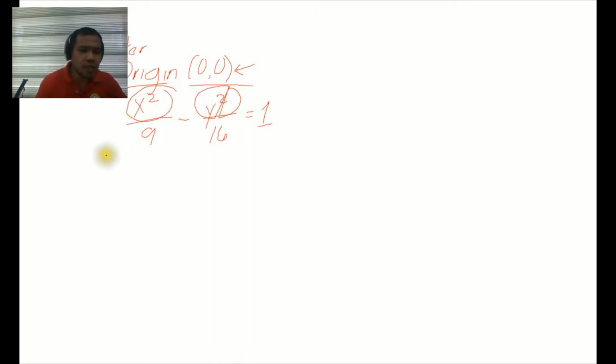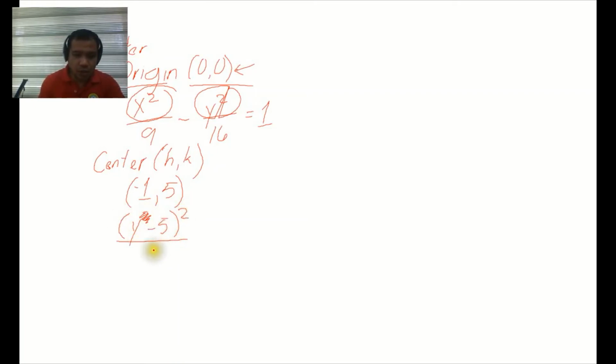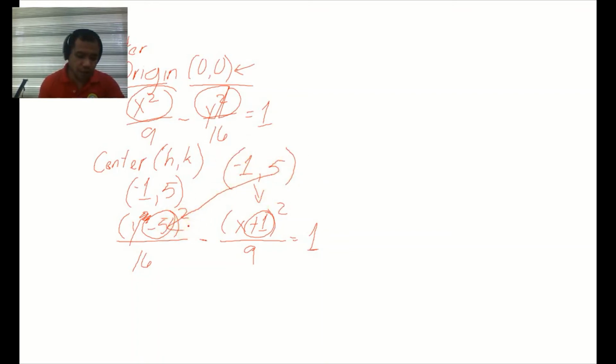Paano natin malalaman kung yung center is nasa ibang location? So, center is (h, k). First, identified ba na nasa ibang location siya aside sa 0? So, for example, negative 1 or 5, sinabing nandun yung center. Or maybe, ang equation natin is y minus 5 raised to 2 all over 16 minus x plus 1 squared all over 9 equals 1. At this point, alam natin na yung value ng h at k is negative 1 and positive 5. So, yun yung mga ways natin para malaman kung nasan yung center.